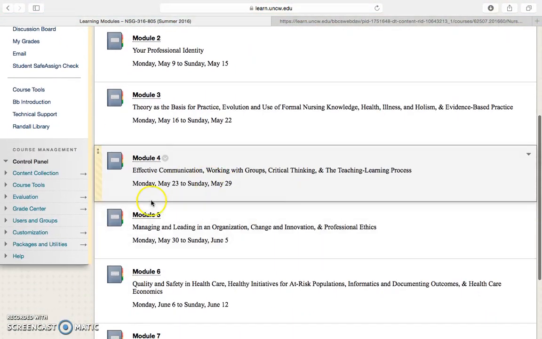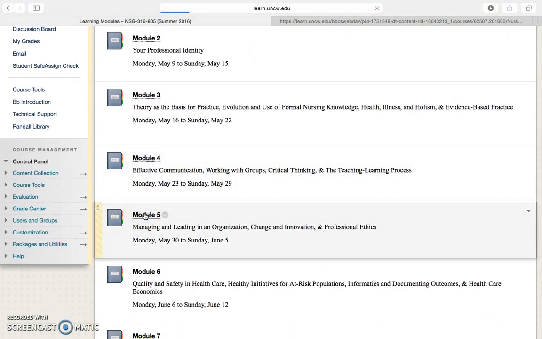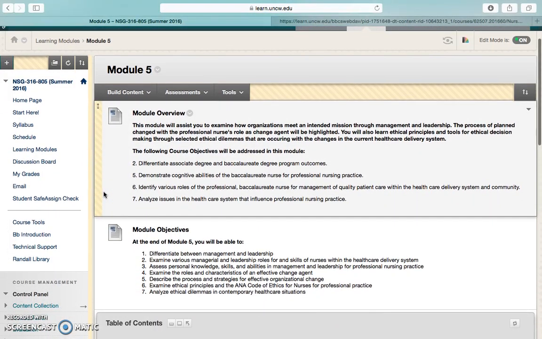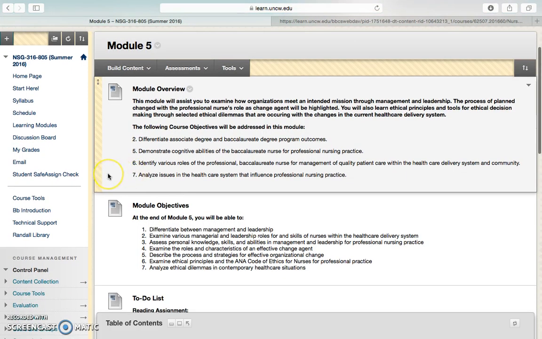Alright, so let's go into Module 5 here in your learning modules. This week we will be focusing on leadership and management, as well as the process of planned change and the professional nurse's role as a change agent. We will also be looking at ethical decision making and ethics in general as it applies to you as a BSN prepared nurse, and how you have experienced that and come into contact with that in your practice as a registered nurse.